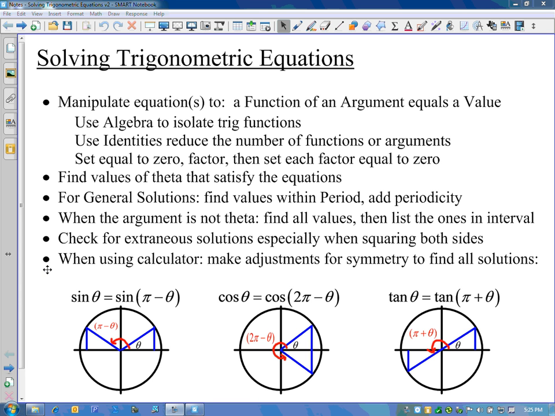Now, also when you're using a calculator, there's a little limitation to some of the calculators. It will only give you one of the values within the period when you're using the inverse cosine, inverse sine, or inverse tangent buttons. So we have to make an adjustment for this. If we find the first, let's take sine for example, if we find our first answer, then the second answer is going to be pi minus that first answer.